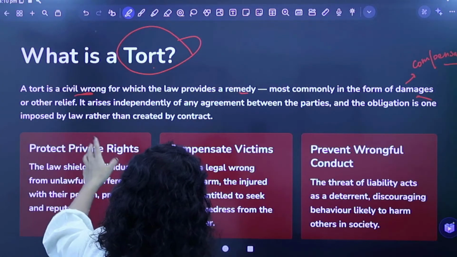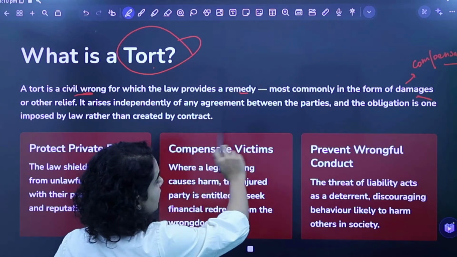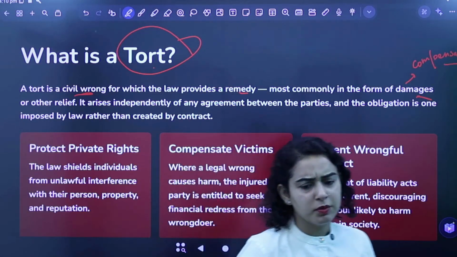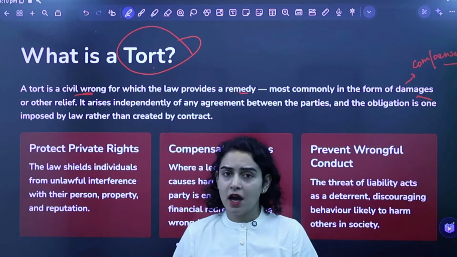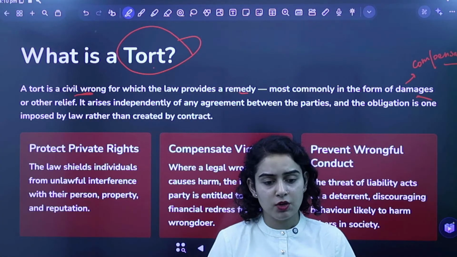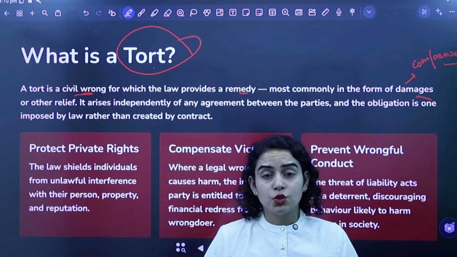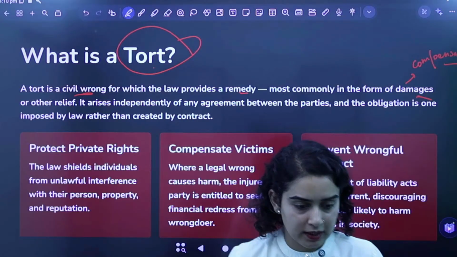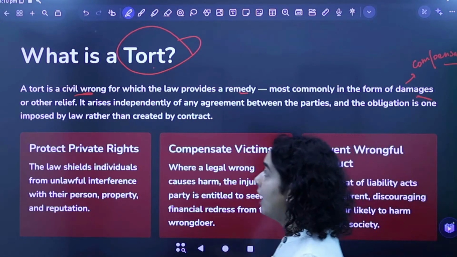Now, it arises independently of any agreement between the parties and the obligations. So it does not matter कि कोई भी agreement हो या ना हो. Most of the times when there are no agreements and then any sort of civil wrong that happens, right? So if in that case law of torts, it becomes applicable automatically. Okay. So now why do we have law of torts?